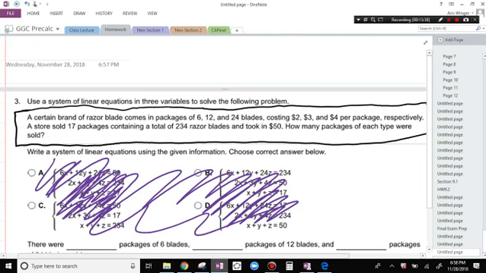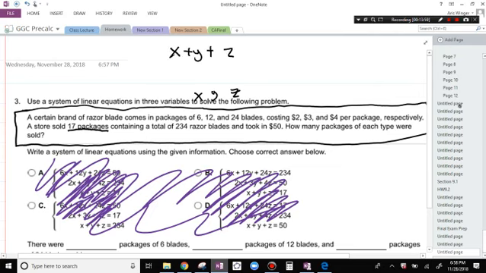Packages of 6, 12, and 24. So it looks like X, Y, and Z, right? A store, so 17 packages total. One equation? X plus Y plus Z. That's the total number of packages. There's one about money. $2, 2x plus 3y plus 4z equals 54.